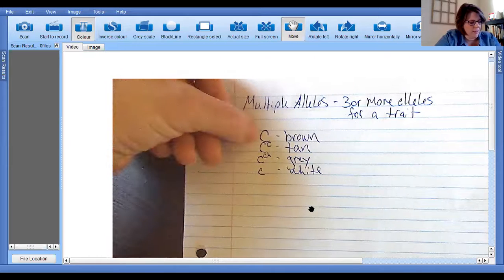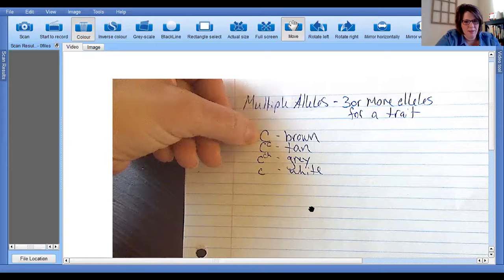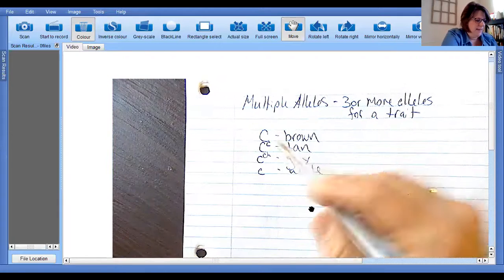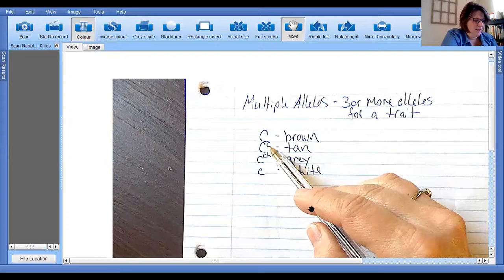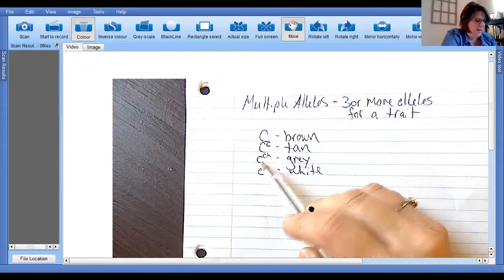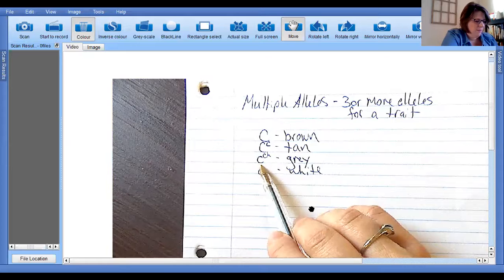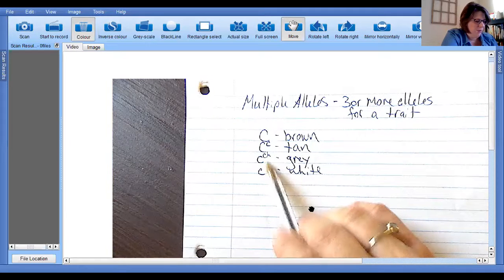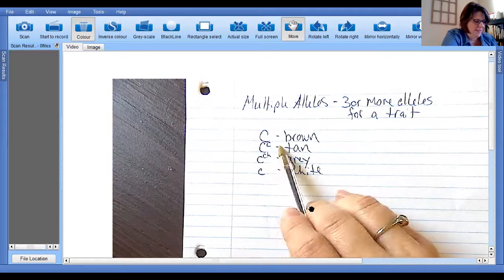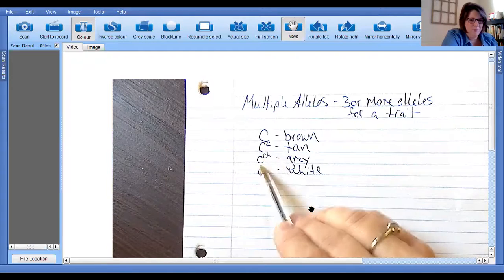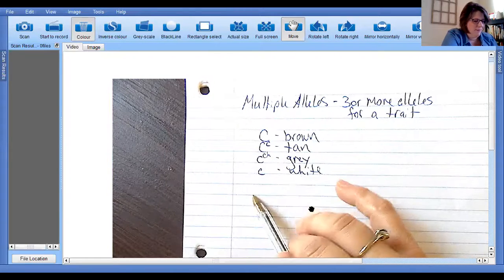So you notice here that I put, so we've got brown, and that's a capital letter. So that one's going to be the dominant, and that's the most dominant. And then tan, it's dominant, but then there's this recessive above it. And then here we've got C^ch, which is gray. So it's more dominant than the white, but it's less dominant than the tan, and then the completely recessive white. So I kind of put these in order of what would be dominant to recessive.